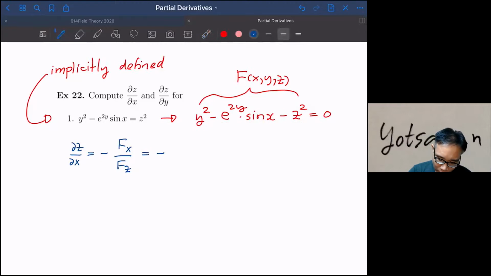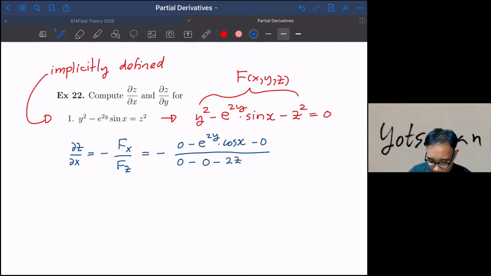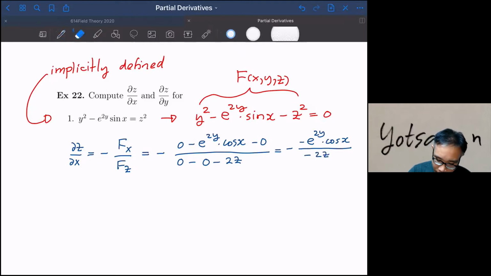And this guy will become, again, 0. So this one will be 0 minus e to the 2y cos x minus 0, over, and you differentiate the term with respect to z, so you would get 0 minus 0, differentiate z squared, you get 2z. So this one will become negative, and you have negative e to the 2y cosine x over negative 2z. For this one you can just cross this negative sign out, and this will allow you to have the final answer.